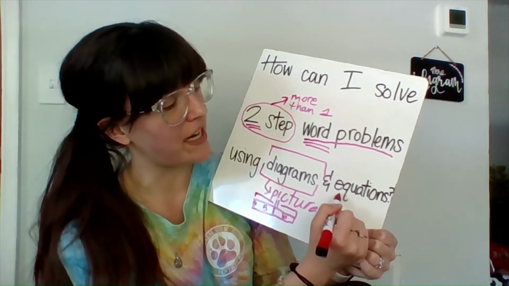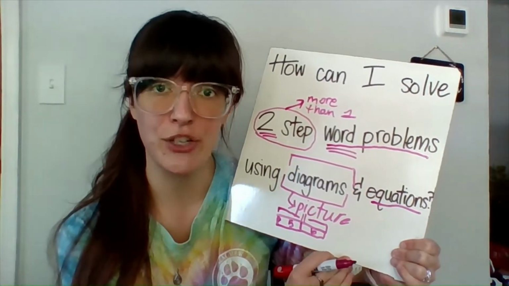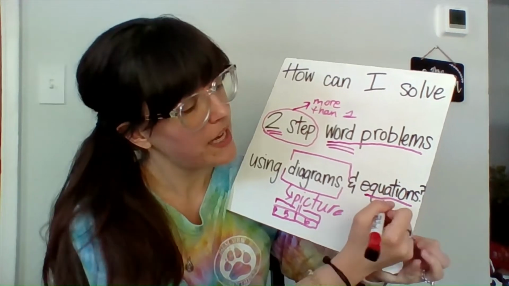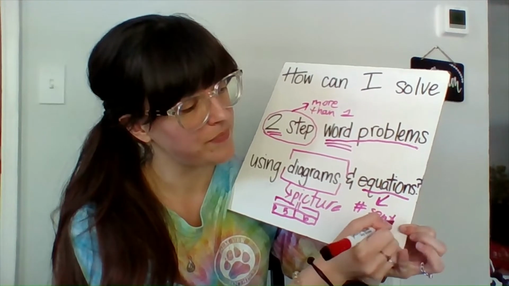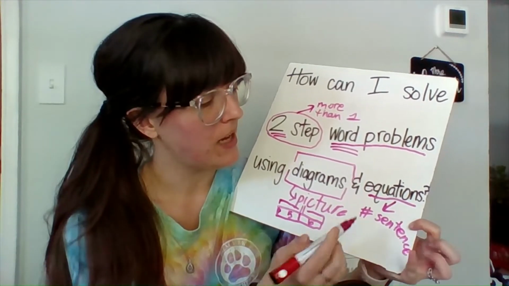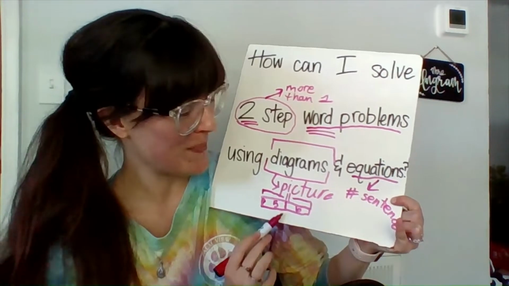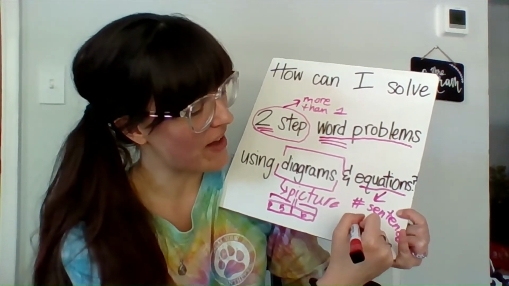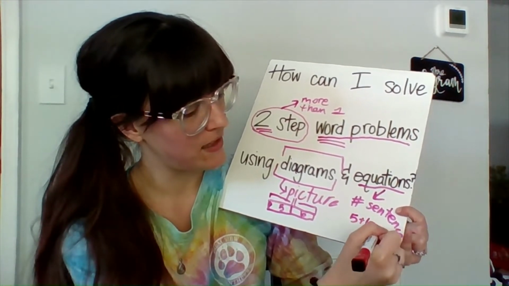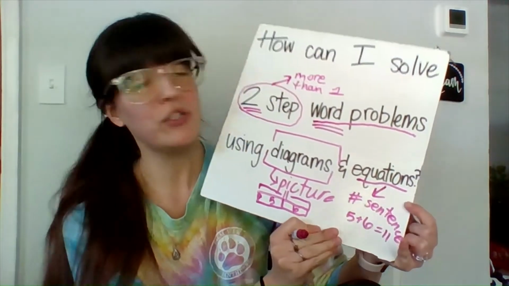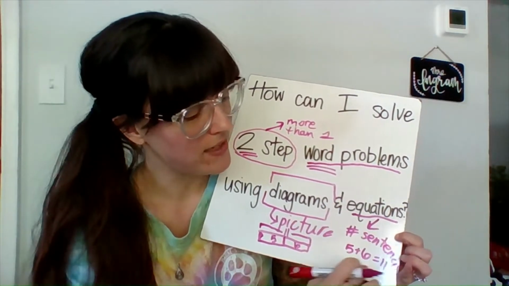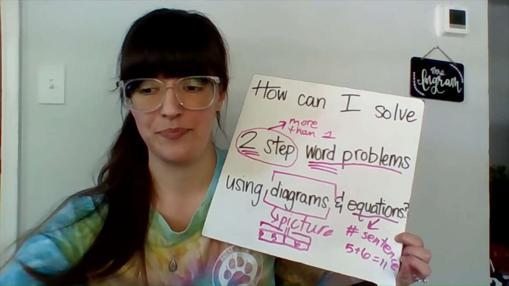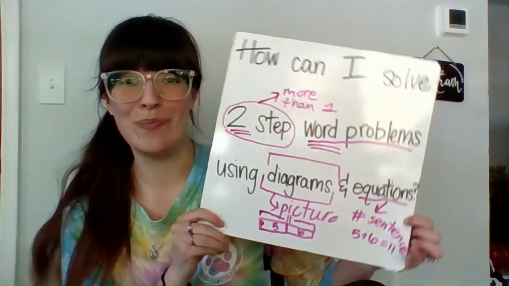And then next up, we have an equation. What is an equation? An equation is just any number sentence with an equal sign. So an example of an equation from our previous one right over here would be 5 plus 6 equals 11. So we are just going to be coming up with pictures as strategies and equations to help us solve these problems. All right, so now it is time for us to move on over into our anchor chart.